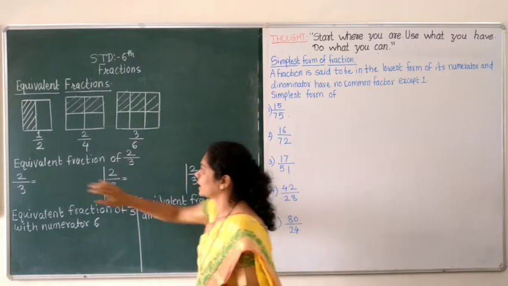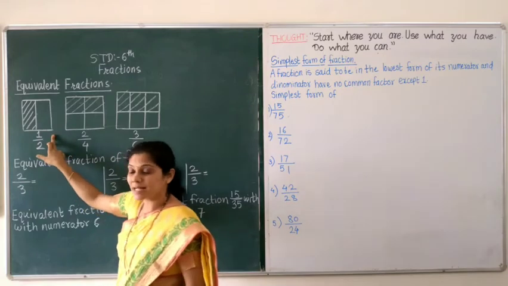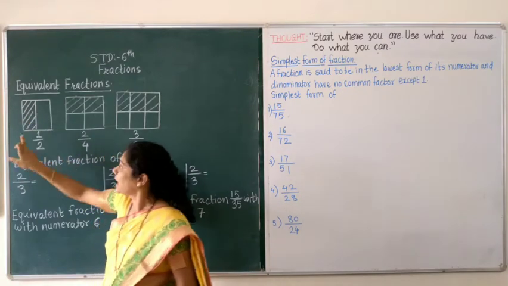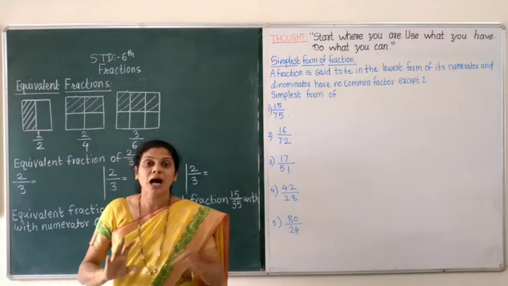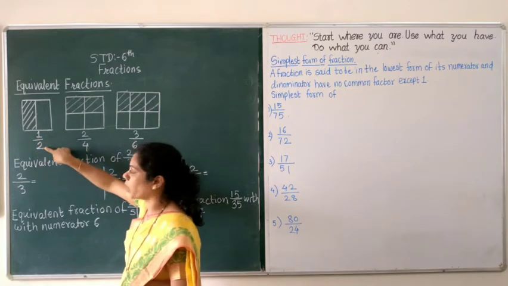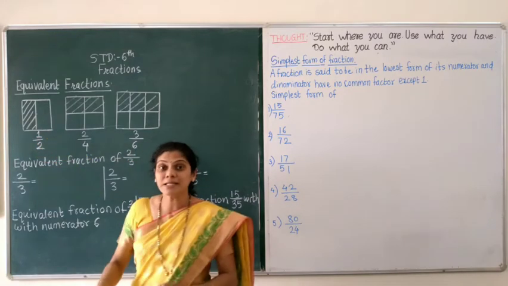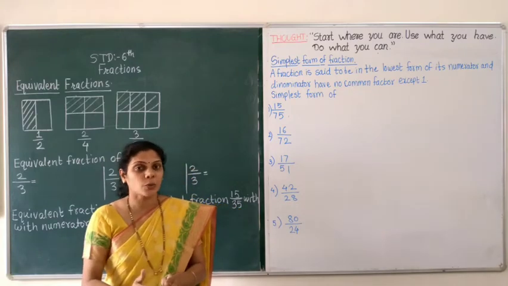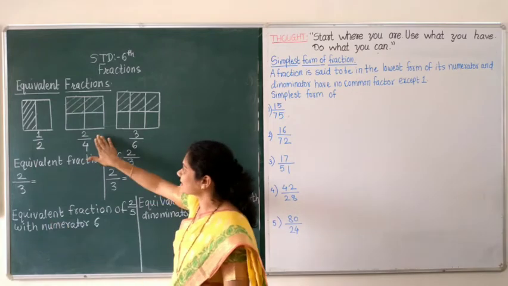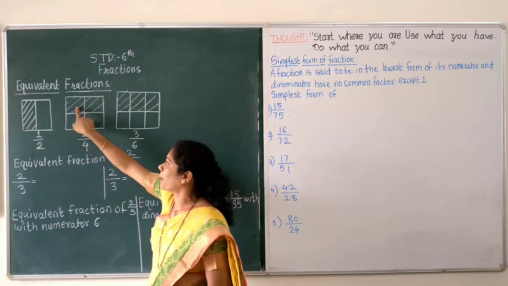Look at here carefully. I have drawn here three diagrams. In the first diagram you can see there is a square, and I have made here two parts, and one part is shaded. So how can I write that in the form of fraction? 1 upon 2. Out of two parts, one is shaded. That means half part of the square is shaded. Is it right?